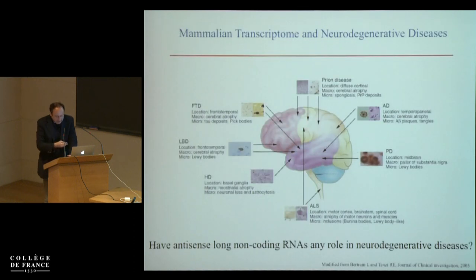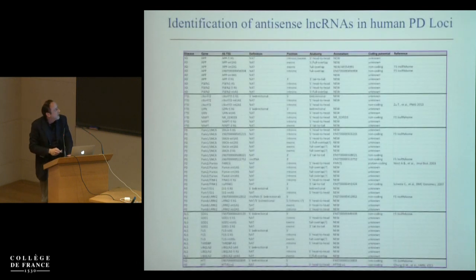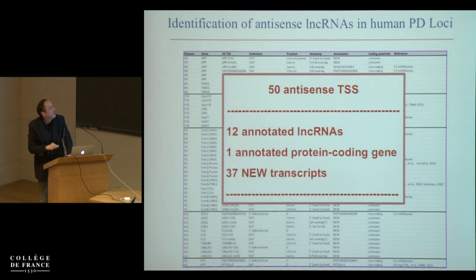Okay, but then we also studied antisense transcription in all other genes involved in other hereditary neural diseases, and this is just the map of the new antisense transcripts that we identified. We found 50 antisense transcription start sites. 12 were annotated long non-coding RNAs, 1 was an annotated protein-coding gene in parkin, and there were 37 new transcripts that we are actually cloning by deep RACE and sequencing and characterizing.